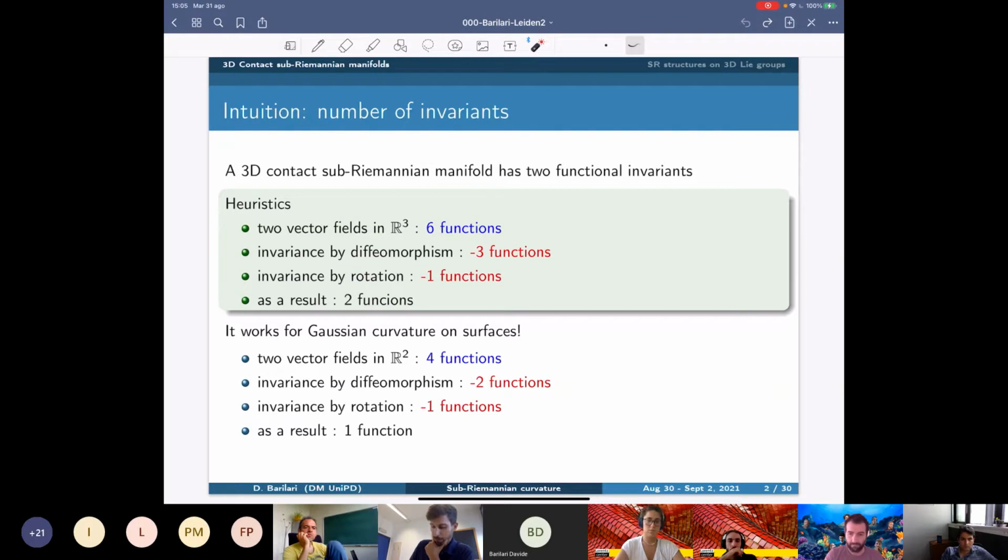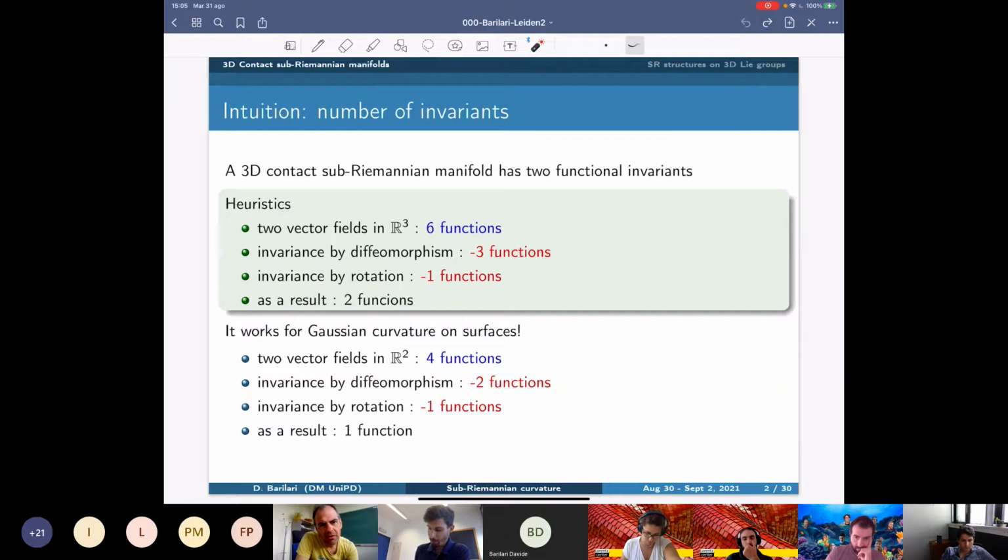But of course, if you want invariance, you should take into account invariance by diffeomorphism, so change of coordinates. In dimension 3, we kill 3 functions, and then in the distribution we also have the possibility of rotating our frame. So we have an SO(2) invariance, and one more function is killed by this. This is of course not a proof, but just an idea to explain why we should expect 2 functions before looking for invariants.